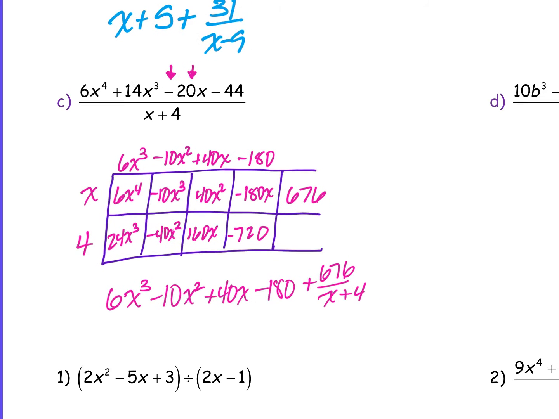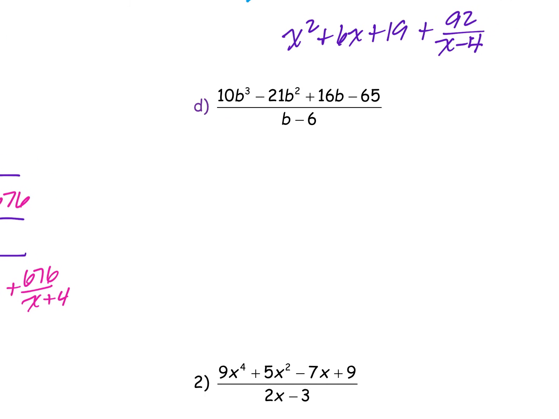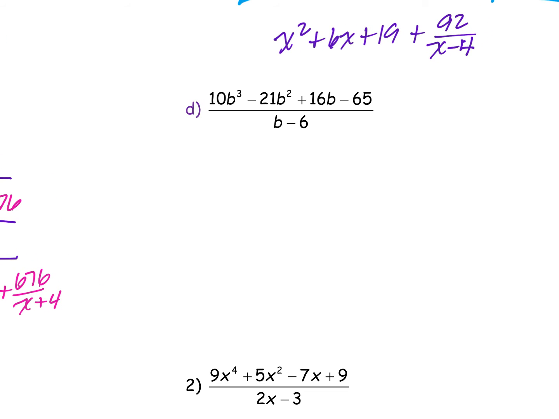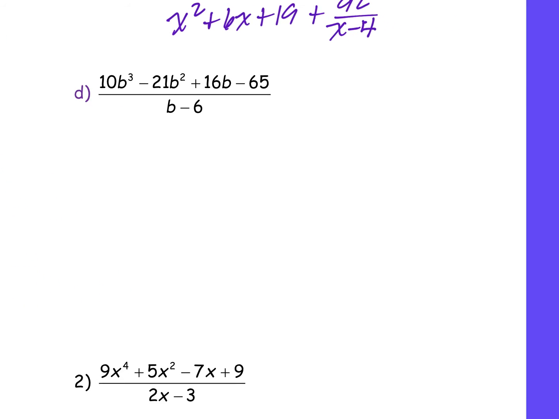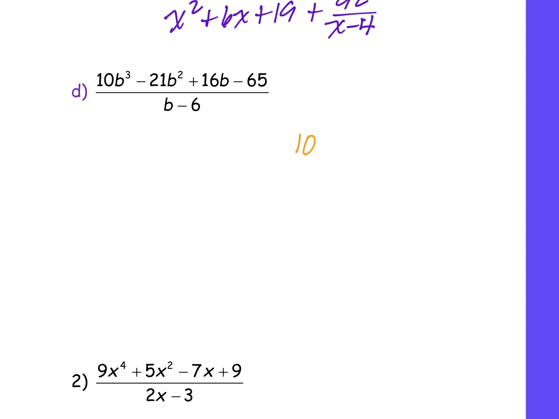Okay. And then because most of the people did long division, I'm going to do this one with long division. So I've got 10b cubed minus 21b squared plus 16b minus 65 divided by b minus 6.